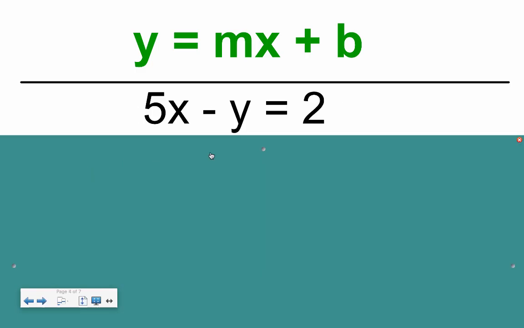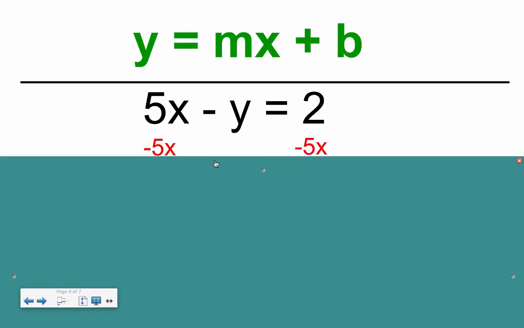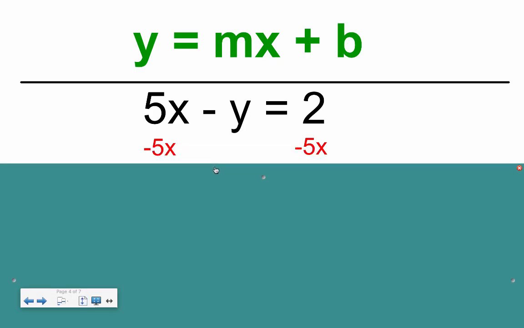Our next example, so this will be in box 3 on your paper, is 5x minus y equals 2. And again, I want to get y all by itself on the left-hand side. So my first job is to get rid of this 5x. In order to get rid of a positive 5x, I subtract 5x. Whatever we do on the left side of the equation, we also do on the right side of the equation.